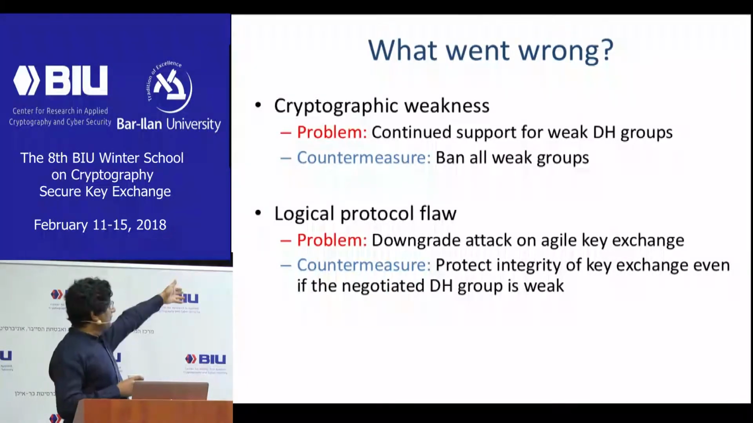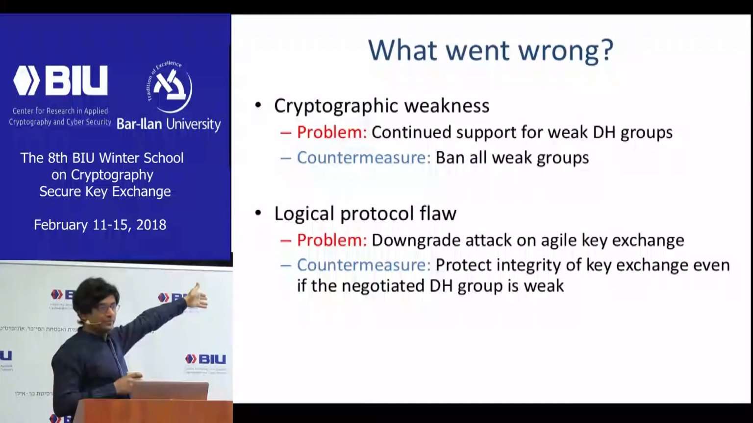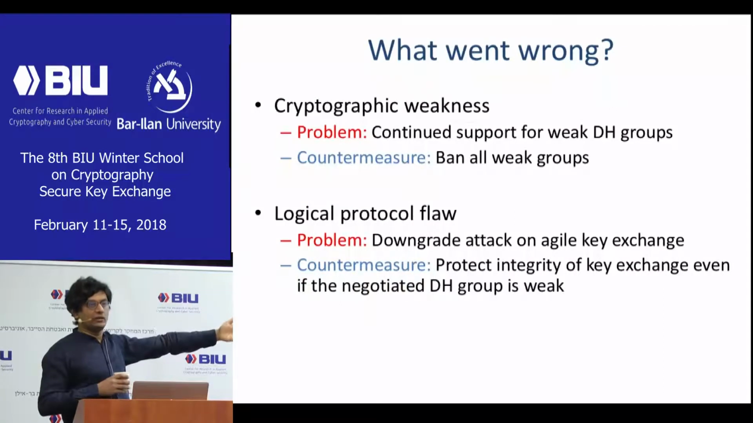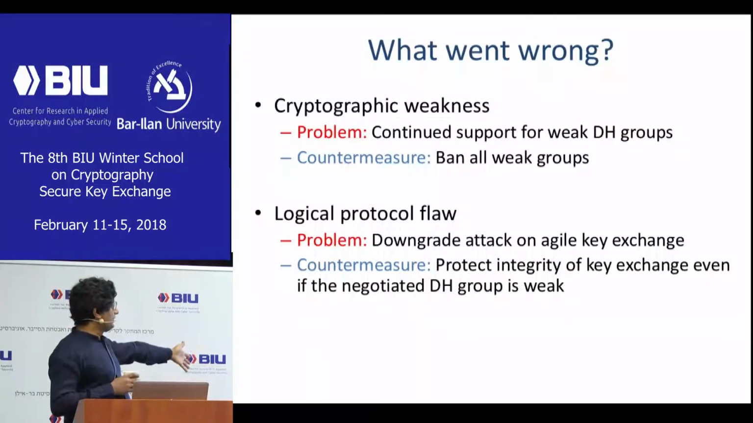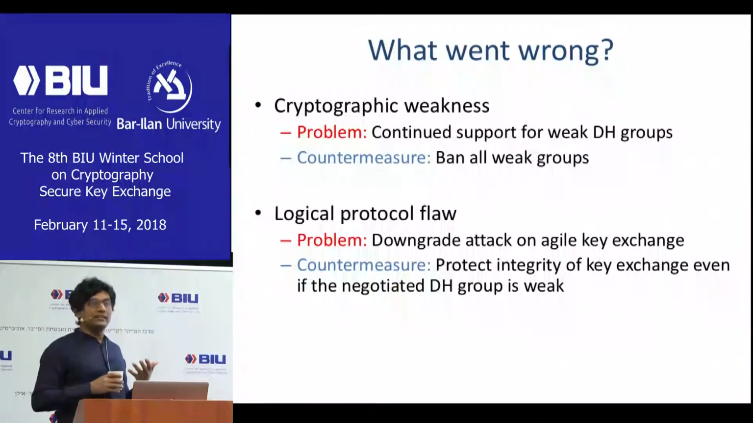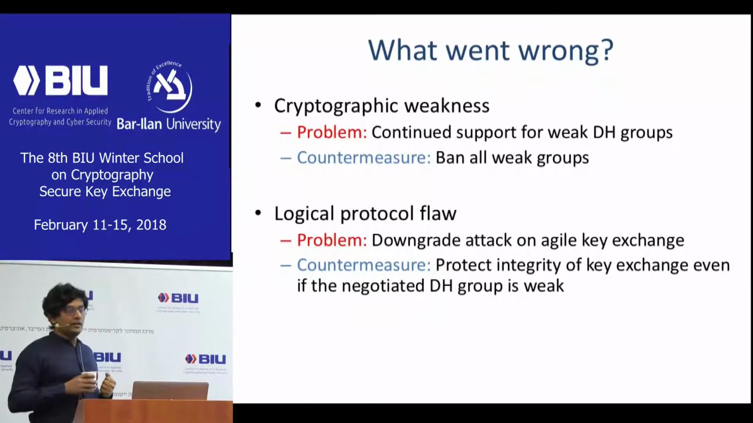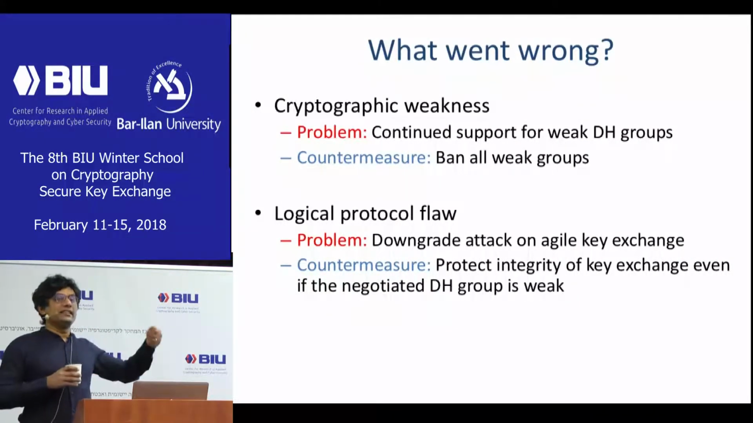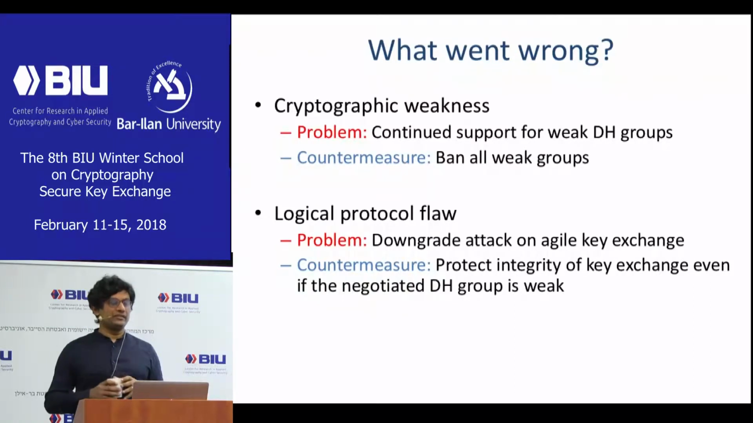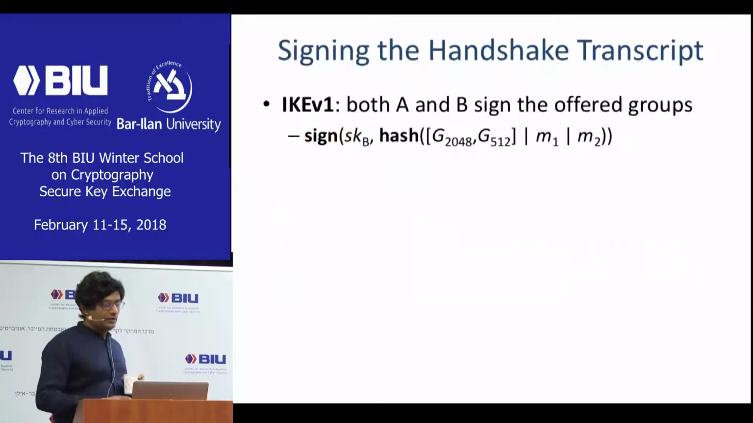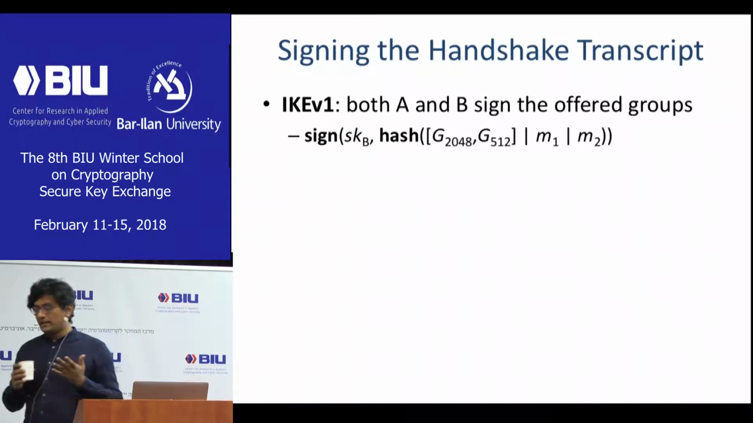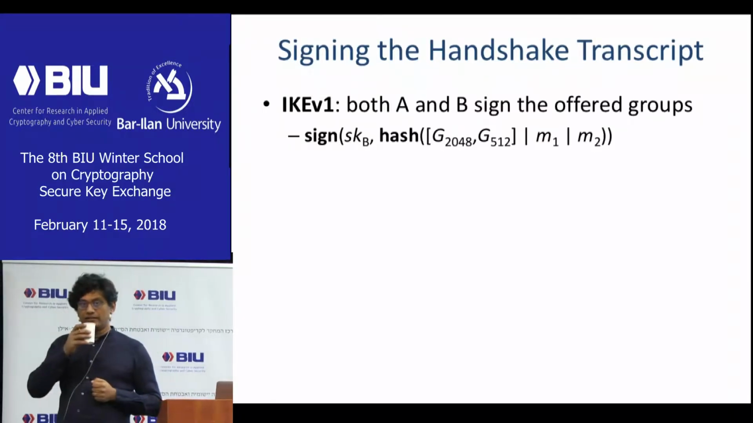So the countermeasure for the first one is let's get rid of all the weak groups. That's what I would say, but that's actually not what happens in practice. The countermeasure for the second one is maybe we can protect the integrity of the key exchange itself by relying on something other than the MAC that is derived from the key that was itself downgraded. So what are the ways we can improve the integrity of the handshake?